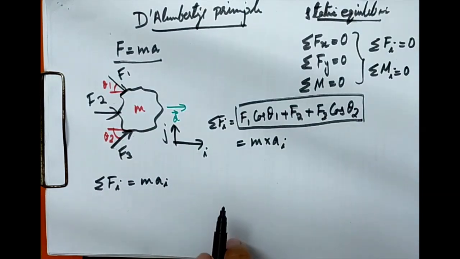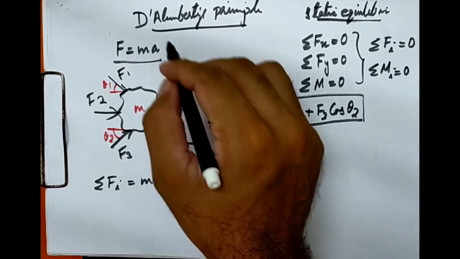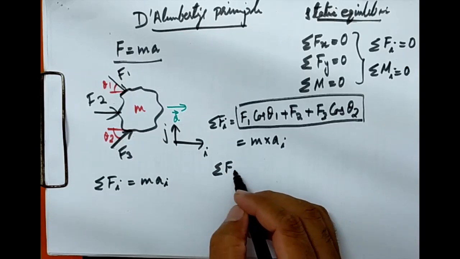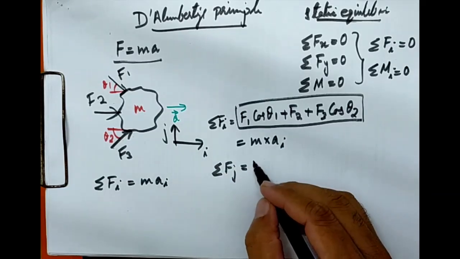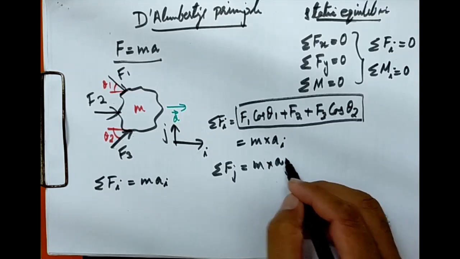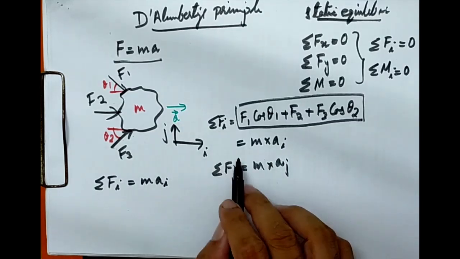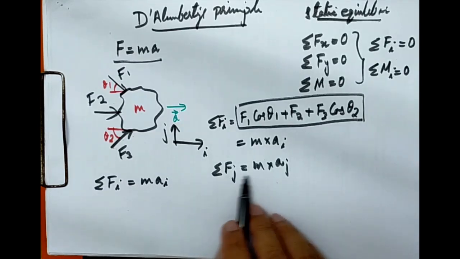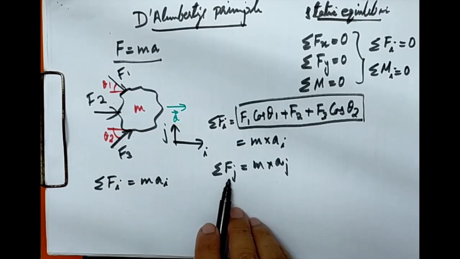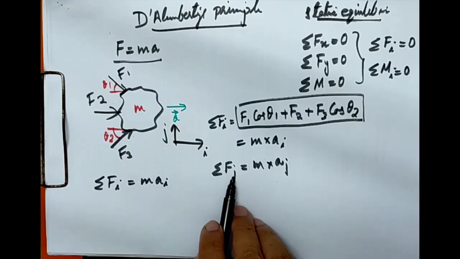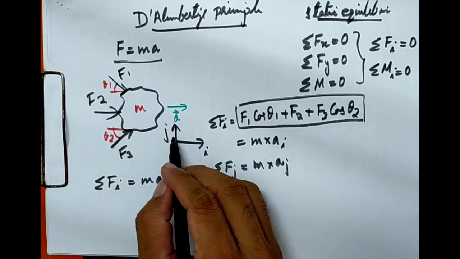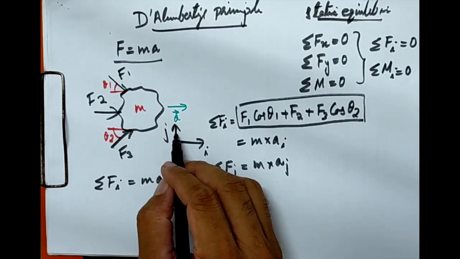Now let's write the same D'Alembert's principle in the j direction. Let's see what happens. That's the interesting part. Sigma Fj equal to m into aj. Now we are going to try this. So first we want sigma Fj. So what will be sigma Fj? Upward is considered as the positive direction.